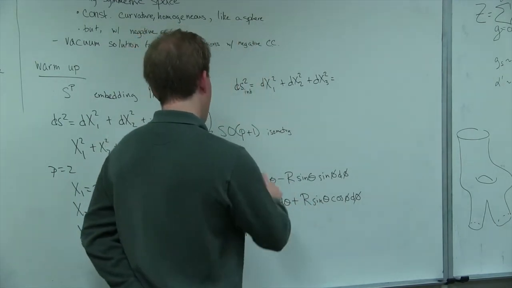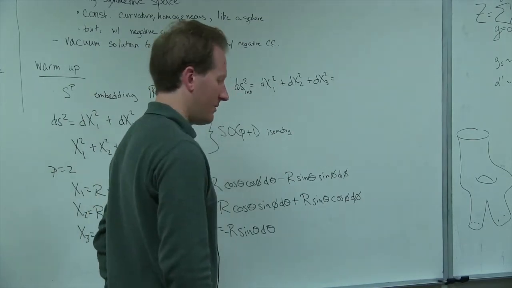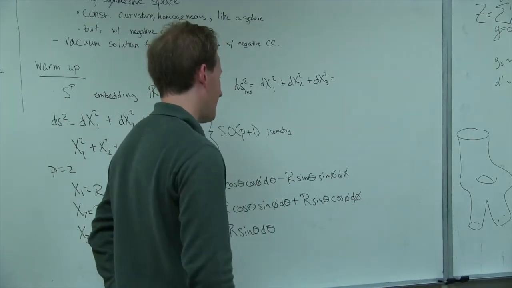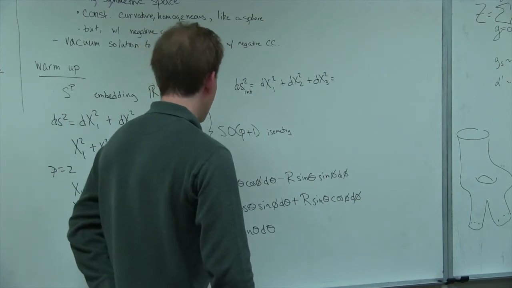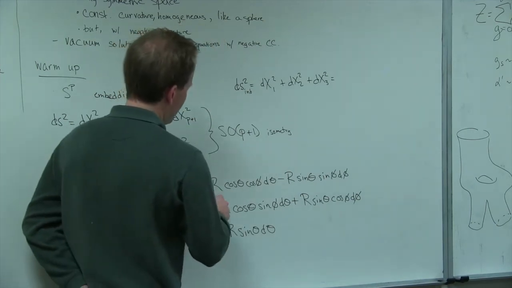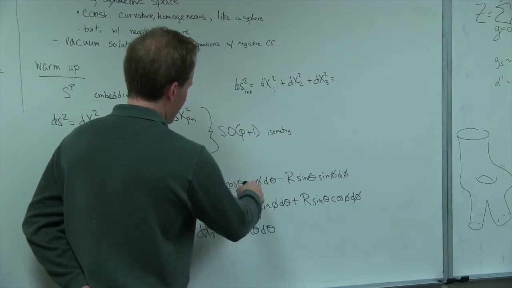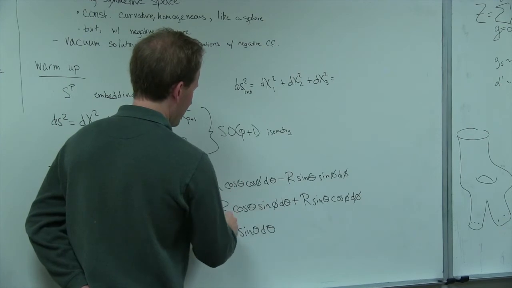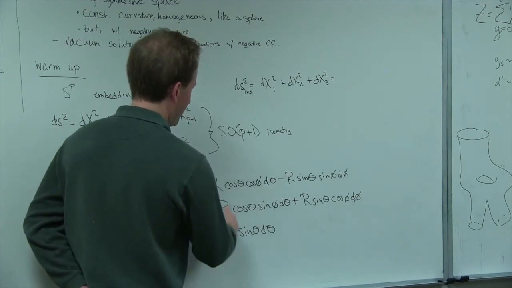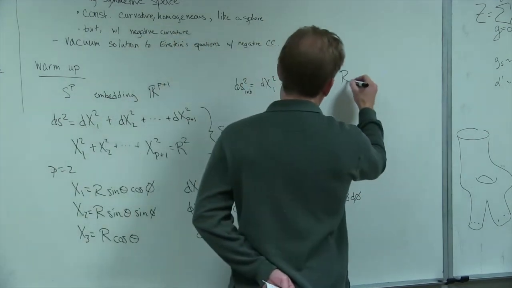And you can see that they cancel because they have opposite signs. So there's going to be no d theta d phi terms. I'm just going to have d theta squared and d phi squared. Look at d theta squared: I have r squared cos squared cos squared, r squared cos squared sine squared. So then I get r squared cos squared plus r squared sine squared, which is just r squared d theta squared.